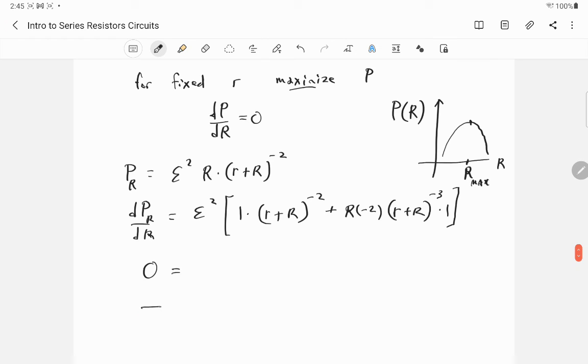So what you can end up getting is, if you go through the motions and solve for capital R, you're going to get that the thing that maximizes the power is if you just use the same value as the internal resistance. This is referred to as load matching.